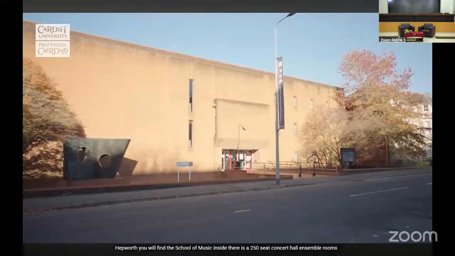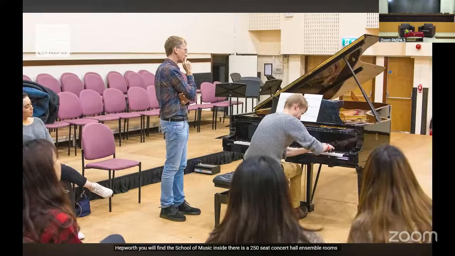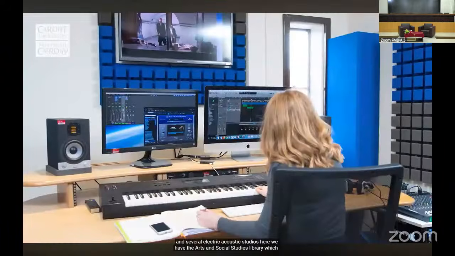Around the corner from the Redwood Building, behind this impressive sculpture by famed artist Dame Barbara Hepworth, you will find the School of Music. Inside, there is a 250-seat concert hall, ensemble rooms, and several electroacoustic studios.